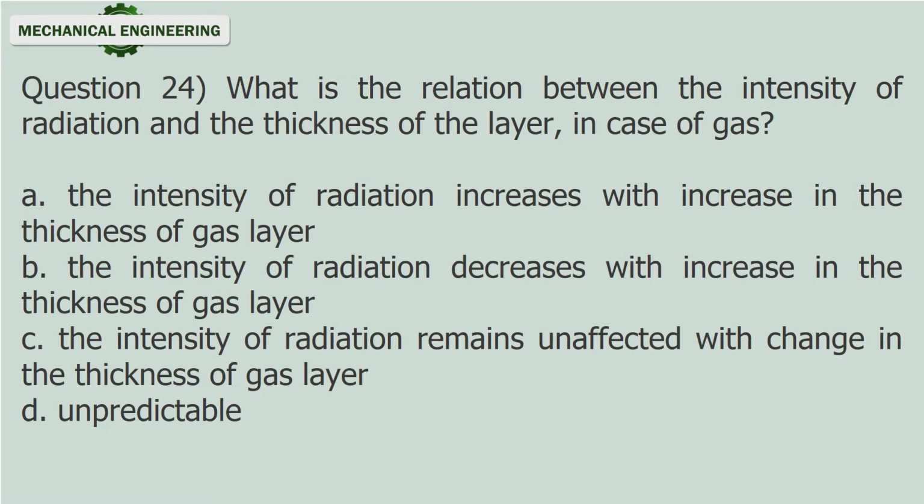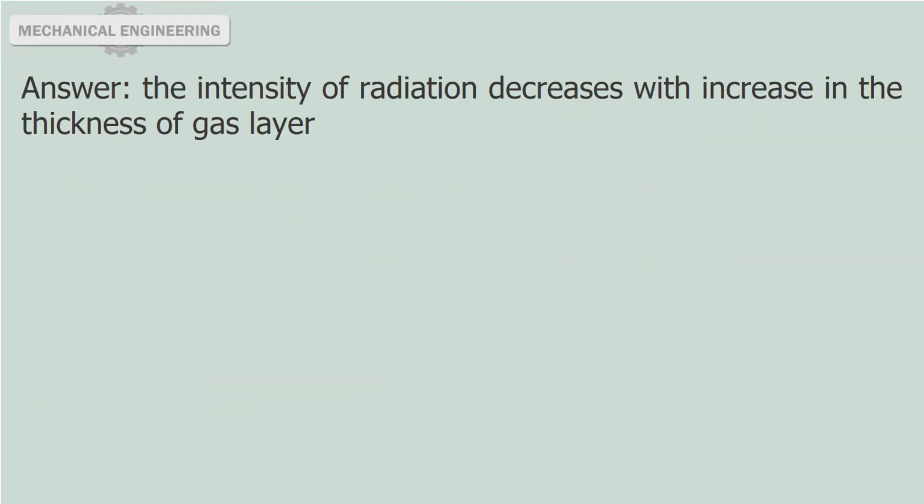Question 24. What is the relation between the intensity of radiation and the thickness of the layer, in case of gas? A. The intensity of radiation increases with increase in the thickness of gas layer. B. The intensity of radiation decreases with increase in the thickness of gas layer. C. The intensity of radiation remains unaffected with change in the thickness of gas layer. D. Unpredictable. Answer: the intensity of radiation decreases with increase in the thickness of gas layer.